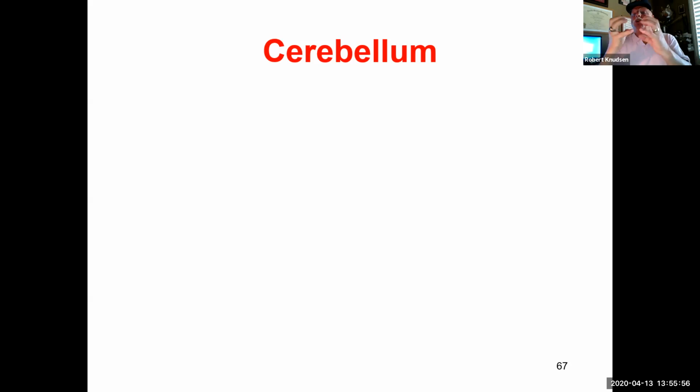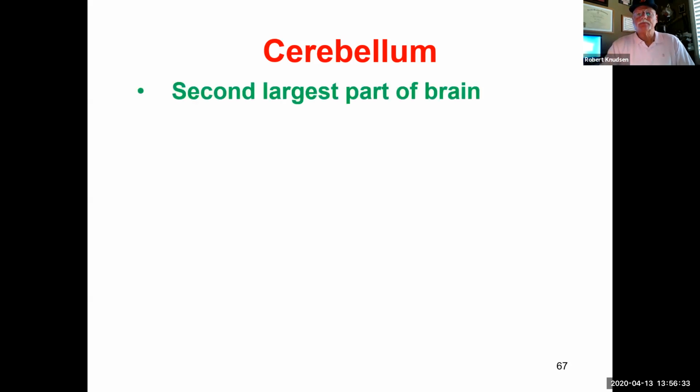And we're going to find out the 2 lobes are separated by tissue called a vermis. We also know we have superior, middle, and inferior peduncles that connect it to the midbrain, to the brain stem. Okay, so far so good. We know its generalized function is fine motor control. Handwriting, walking on a fence, okay? What else? Second largest part of the brain.